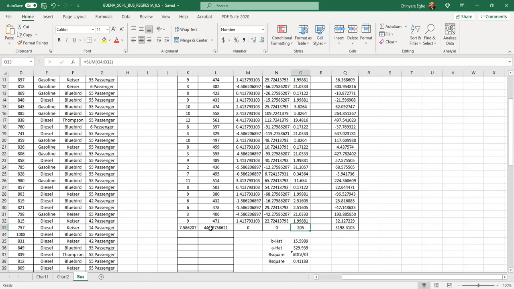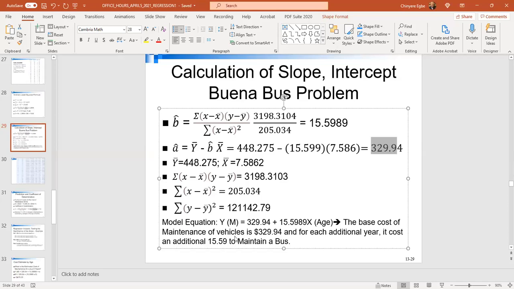Okay, and you see the mean of y and the mean of x. And so you see the b hat is 15.59 and the a hat is 329.39. So let us now try to give meaning to all of that. Let's give meaning to all of that. So what does that mean?